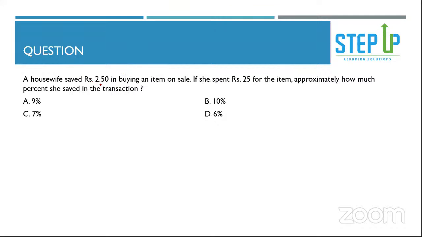So how much total, how much did she pay? She paid 25 rupees. How much did she save? 2.5 rupees, right? Okay. So the question is asking how much percent she saved in the transaction. She saved 2.5 rupees. Saved 2.5 on what? What should come in the denominator here?